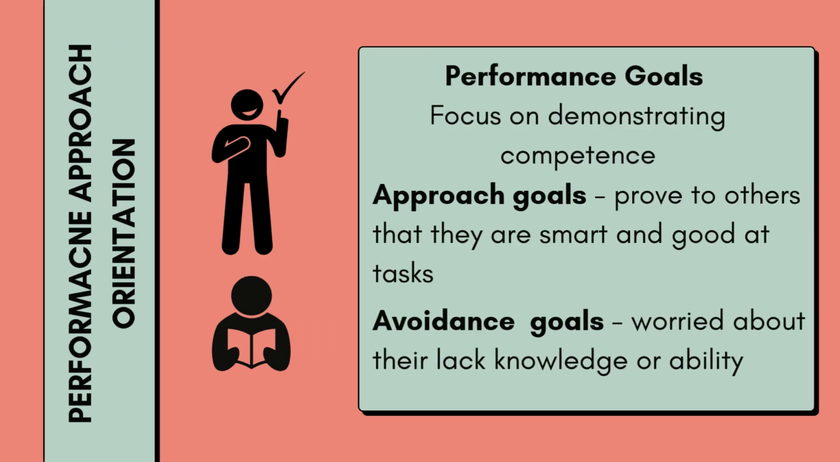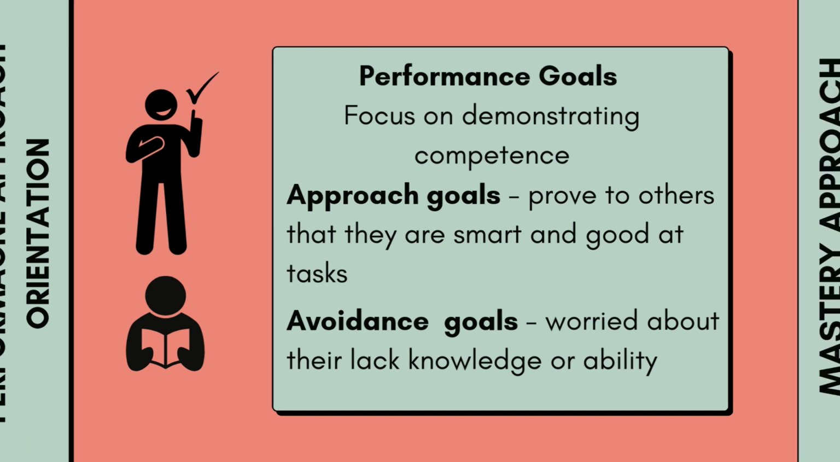Performance approach orientation. Students that are oriented to performance approach goals want to prove to others that they are smart and good at the task. The focus is on what others think. They want to make an impression. Some students might be performance avoidance goal oriented. They're motivated to do well because they are worried about what others might think, or they might avoid the task altogether.